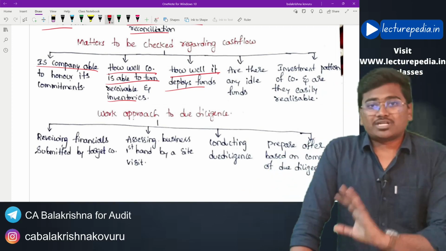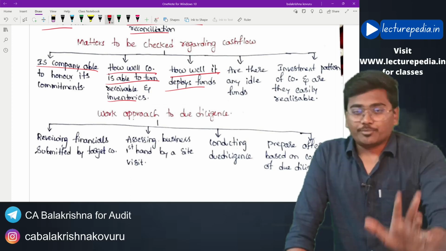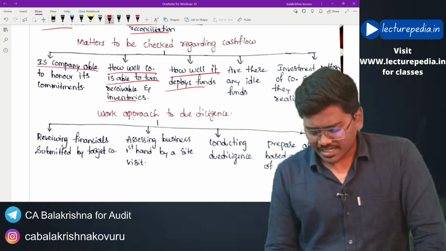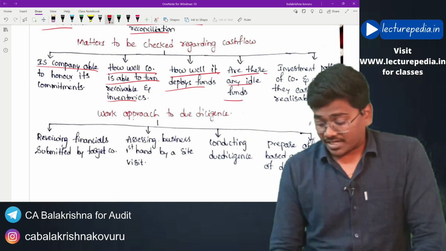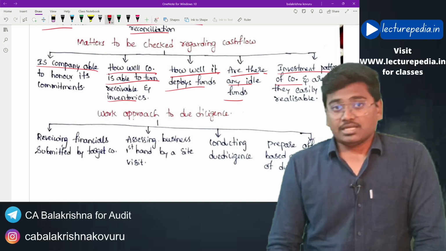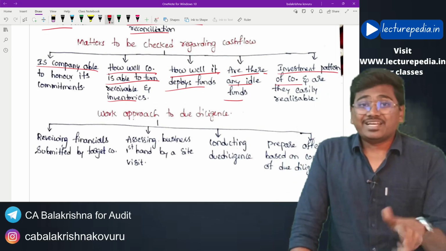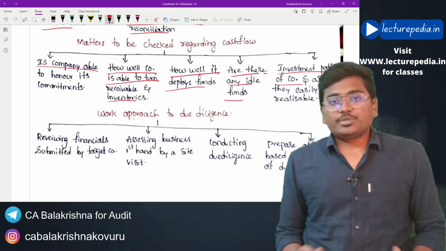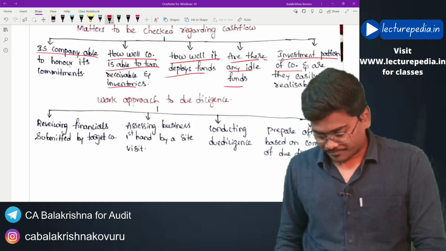Next, how well the funds of the organization have been deployed. Okay, what are the areas in which the cash of the company is deployed, and is there any idle funds available with the company, and the investment pattern of the company, and whether those investments that the company has made are realizable or not. This will be checked in case of verifying cash flows.